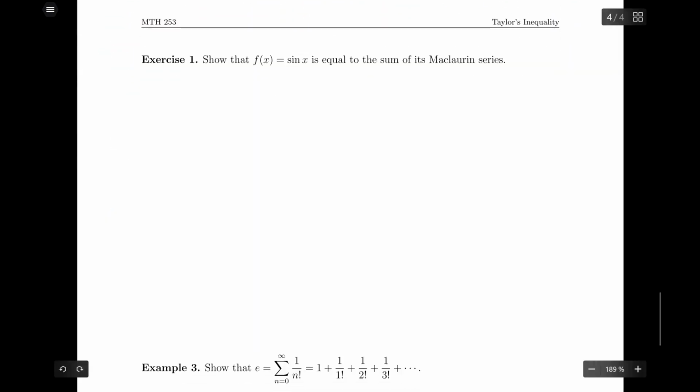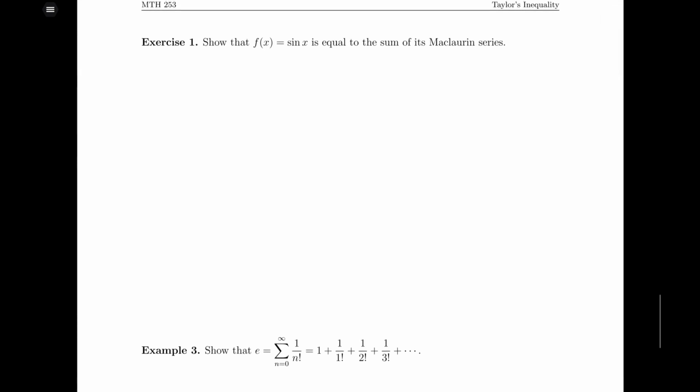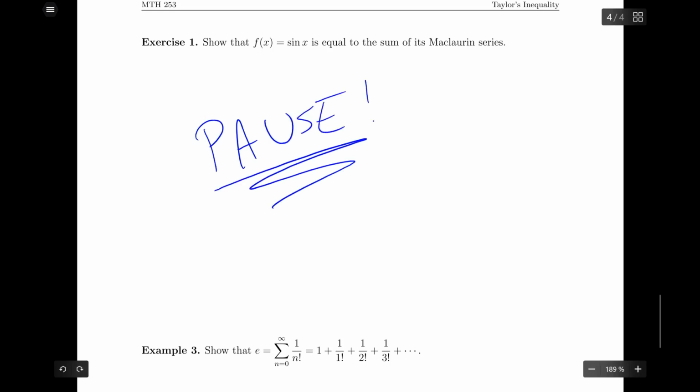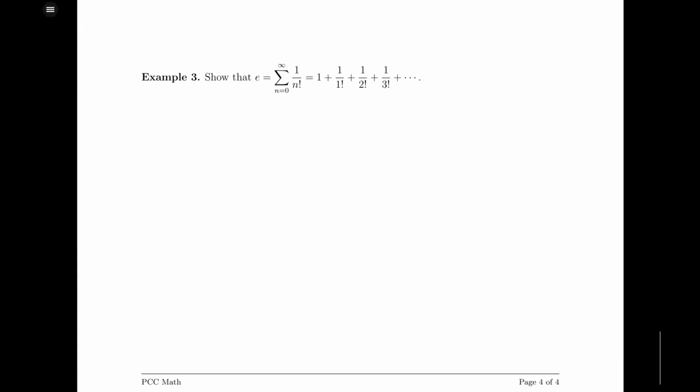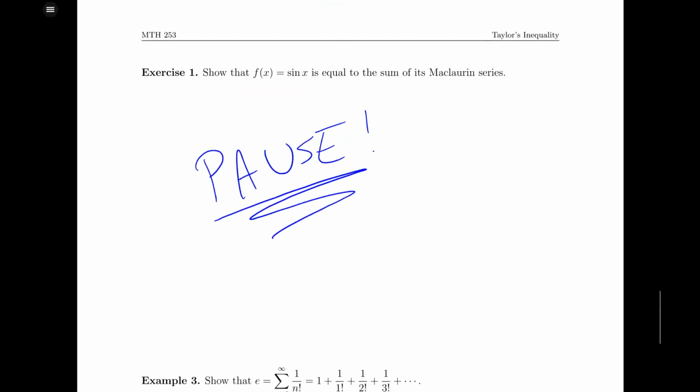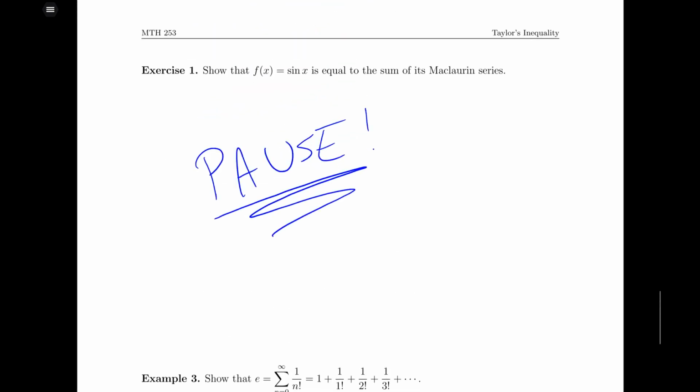So I want you to take the opportunity to try this with one more piece of information. Show that sine of x is equal to the sum of its Maclaurin series. Pause the video at this moment and try this out. When we're done with that, we will make one nice fun observation, just showing that e is equal to this. That shouldn't take too much time. So pause the video, try this out. Alright, let's see what we got.